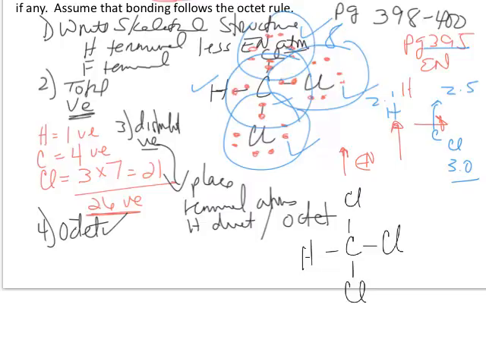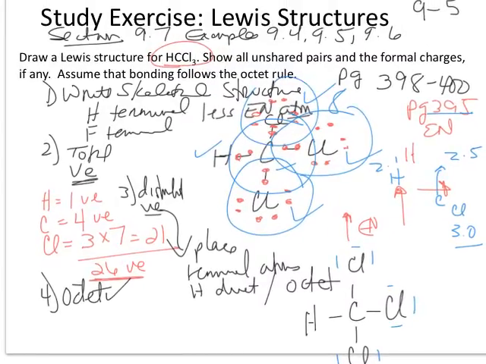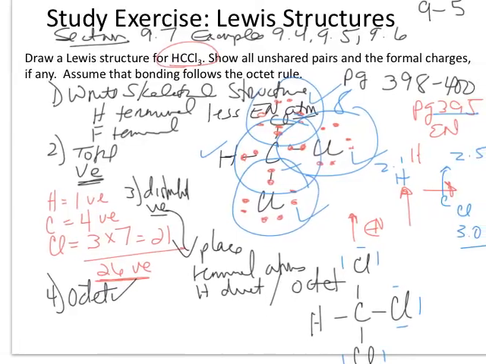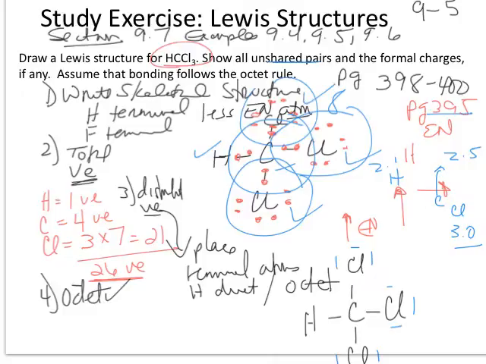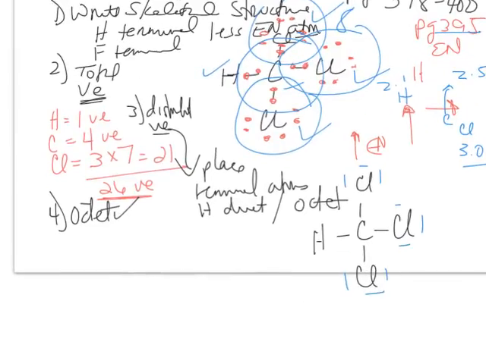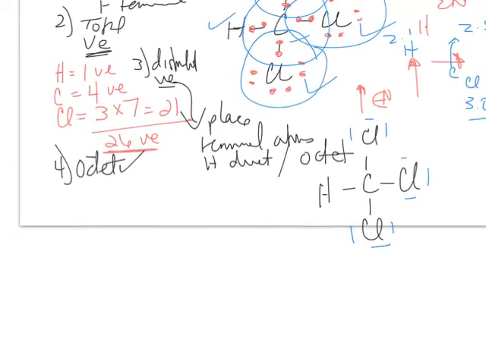Hydrogen and chlorine. Some people draw them like this. I like to actually draw my electrons in, but that is also correct. In that case, you show all unshared pairs of electrons and the formal charges. Okay, so formal charge. How do you do formal charge?